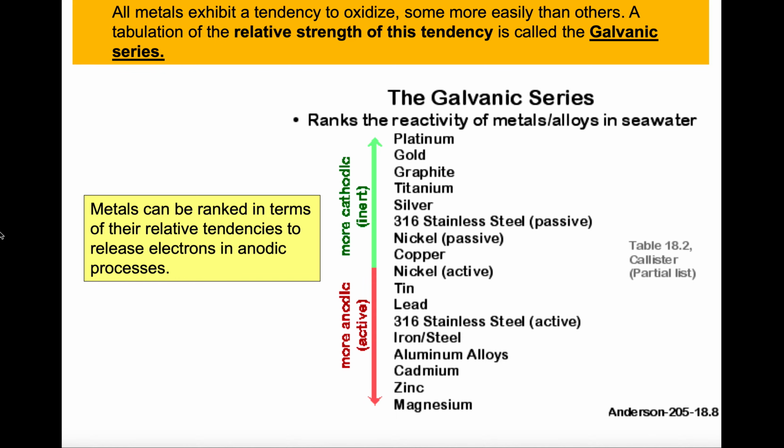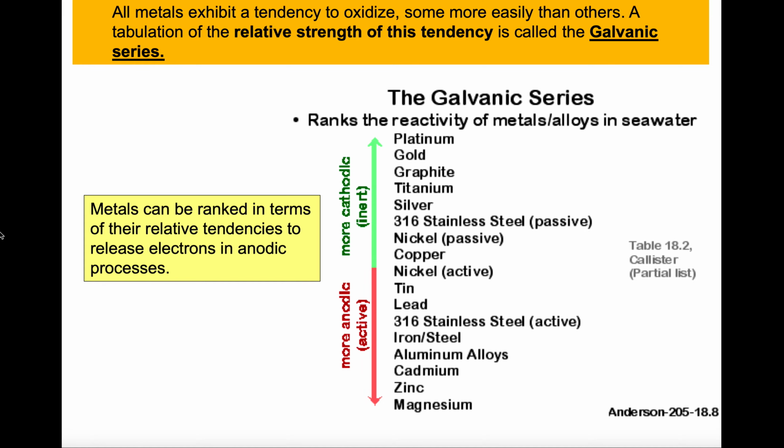Now, for the galvanic series, all metals exhibit a tendency to oxidize. They have to go to their natural form. They can be hydroxide, they can be carbonate. So they have this tendency to oxidize, if we want to focus on just oxidation, some more easily than others. And there's a tabulation of the relative strength of this tendency to oxidize, which is to react with oxygen and to become more of the natural form, the ores or the naturally occurring form. This tabulation is called the galvanic series, and you can see it in this schematic here.